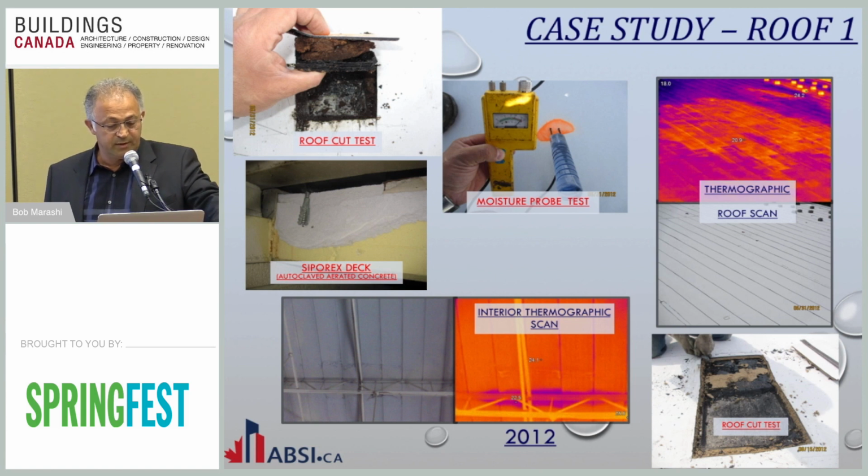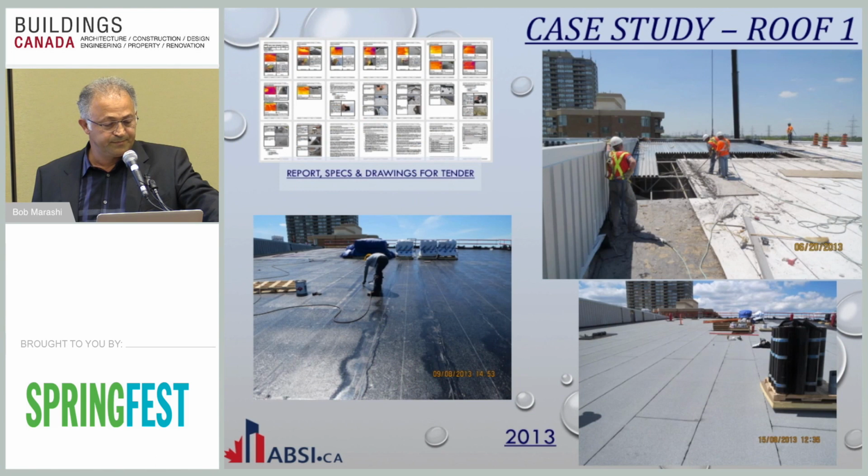Long story short, after going back and forth, we determined that not only the roof has to be replaced, but also the decking below it needs to be replaced as well. So a roof replacement, which costs you $15, $20 a square foot, is now at $45, $50 a square foot because you have to really replace the deck. Building owner decided to proceed with the project in 2013.